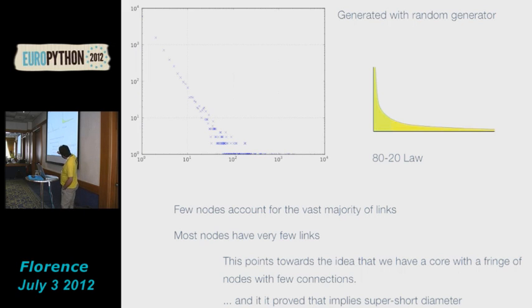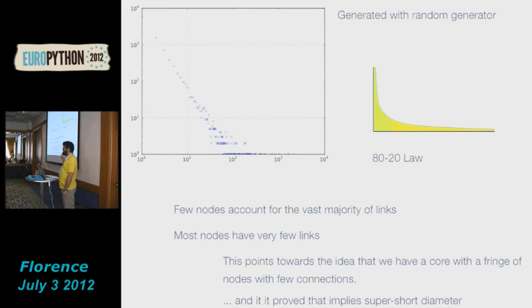In our case, it means that few nodes account for the vast majority of links, okay? And also that most nodes have very few links. If we reason on that, it gives you the idea that we have a core with a very connected network, high degree nodes in the core, and then a fringe of nodes that are attached around the core with few connections, okay?